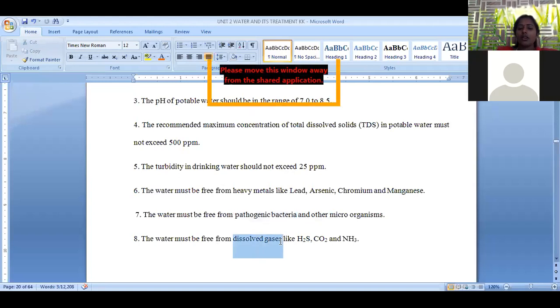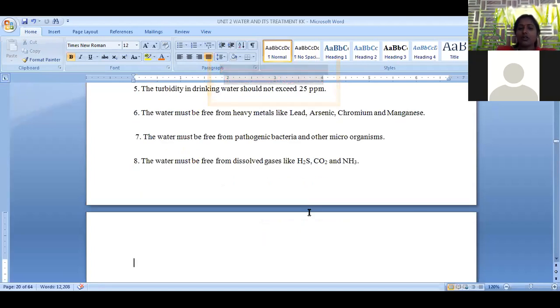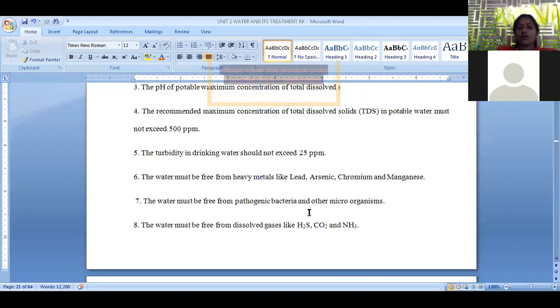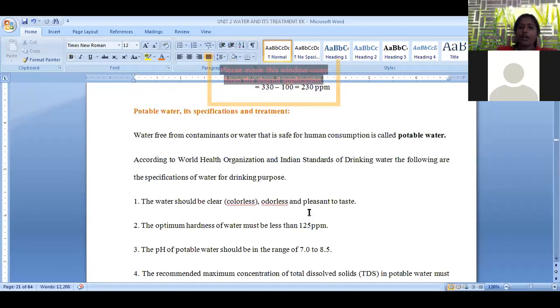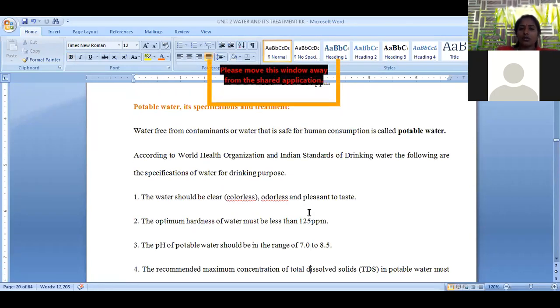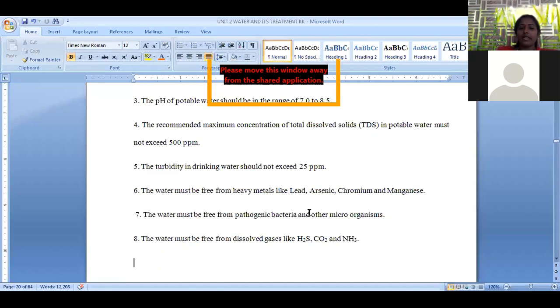Now, dissolved gases should not be present in the water. Essential oxygen should be there, but not dihydrogen sulfide, carbon dioxide, and ammonia. When these gases are present in the water, they cause a foul smell, are unpleasant, and cause adverse effects. Hence, water should be free from such dissolved gases. So these are the important specifications or requirements for water to be potable water. These parameters should be maintained.